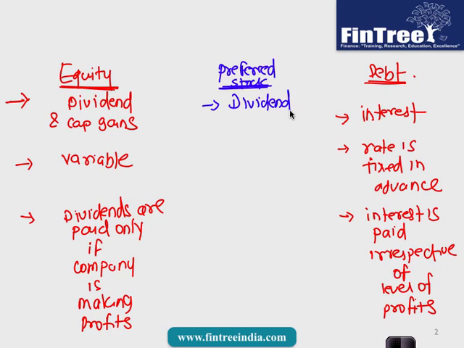So there are preferred dividends, and is this rate fixed or is this rate variable? Fixed. And that is why it is in a way some sort of a hybrid between equity and debt, because equity dividend is always variable, interest is fixed. In preferred stock we still get the dividend, but it is a fixed rate of dividend. Now this dividend, is it compulsory to be paid every year, or is it paid only if the company has made profits?